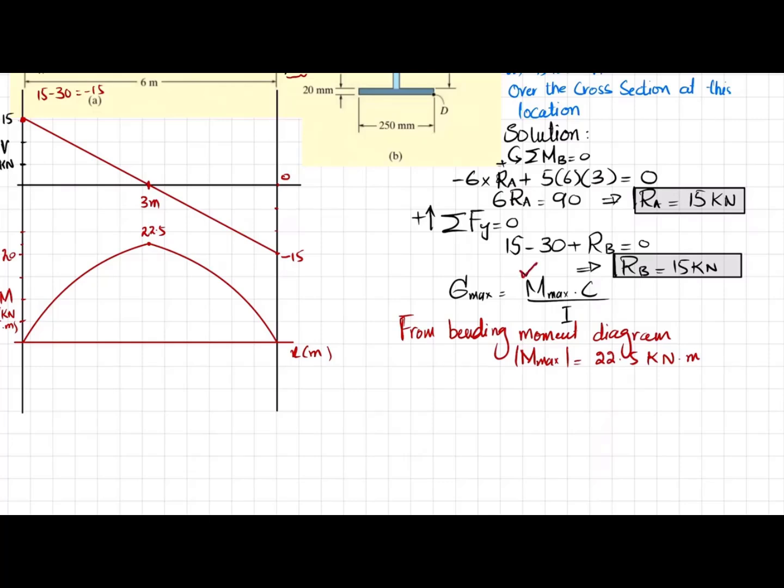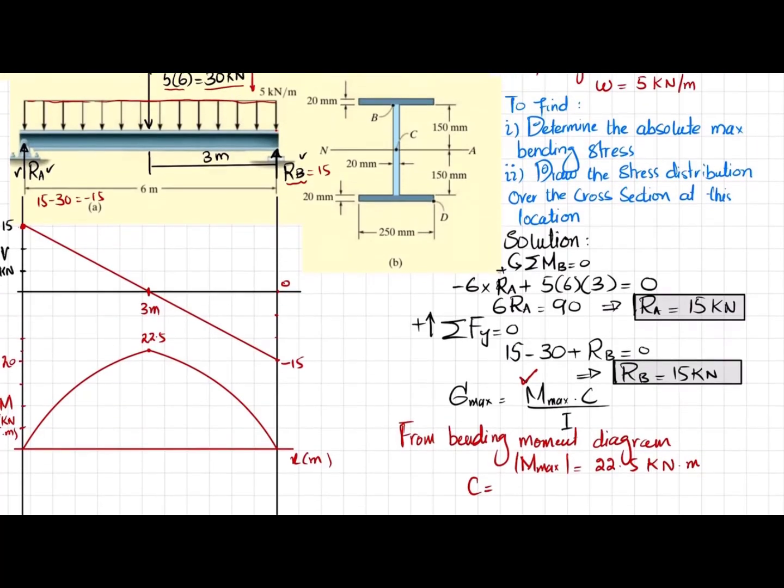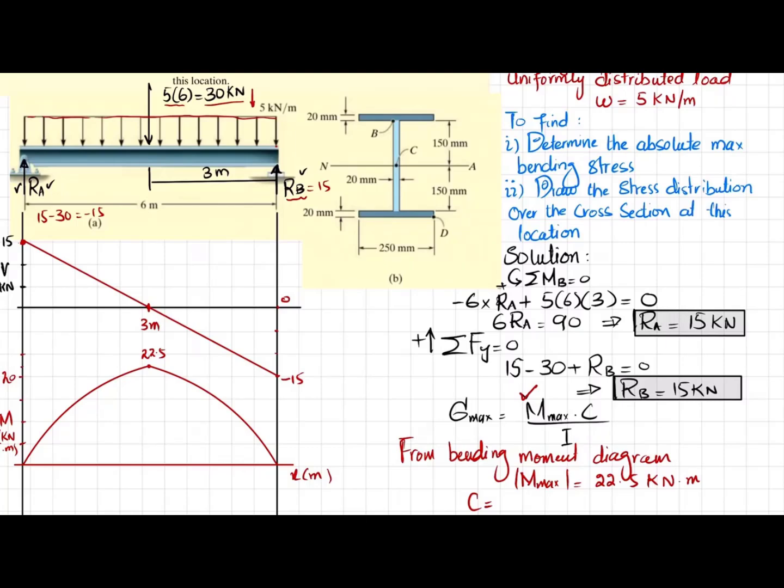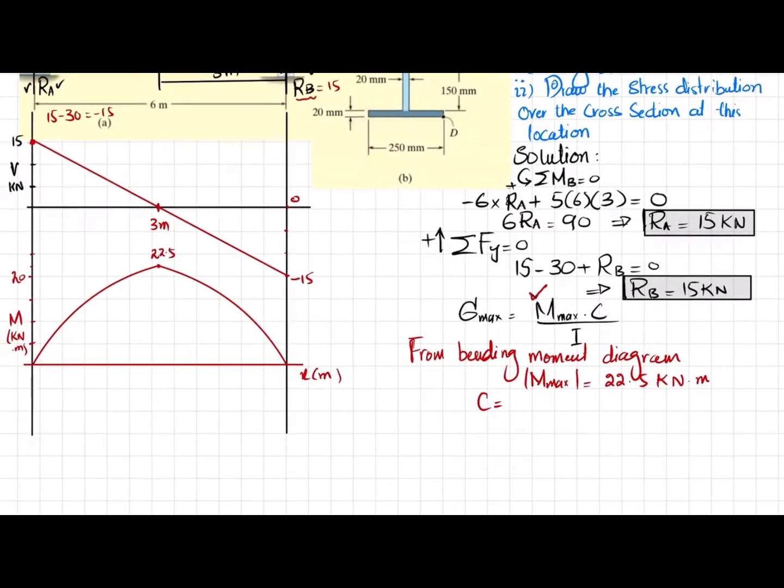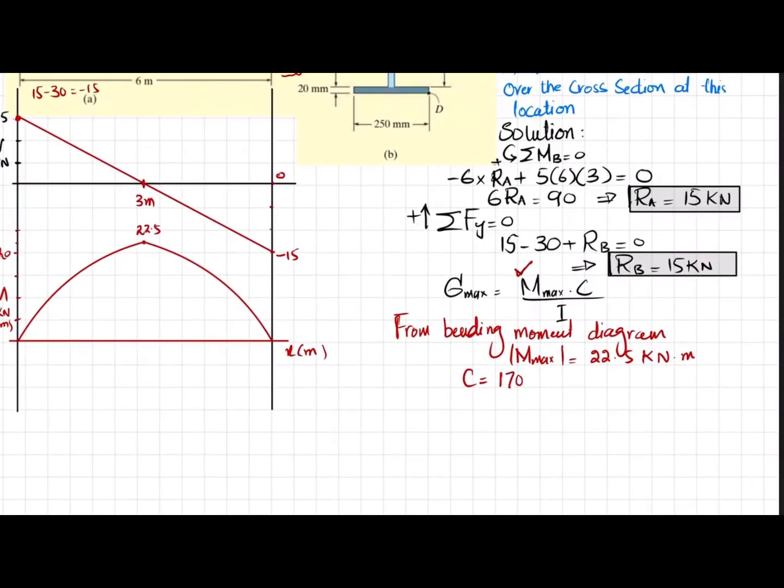What about C? We will go to this section, and you can see this is its neutral axis. So C is the distance from the neutral axis to the topmost point. So this is C, which is 150 plus this distance, 150 plus this 20, which will be equal to 170. So C is equal to 170 millimeter, and we will convert it into meter. It will be 0.170 meter.